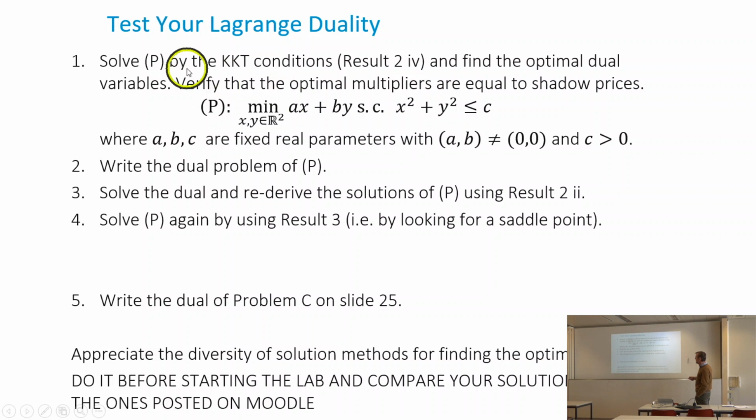So here's a small problem. Minimize ax plus by, so a linear function of x and y, subject to the constraint of being in a disk, x squared plus y squared less than c, where c is a positive number here, right? And a, b are not both zero here. And we'll ask you to solve it by all possible ways that are given by the theory of duality. That will give four different ways of solving it here.